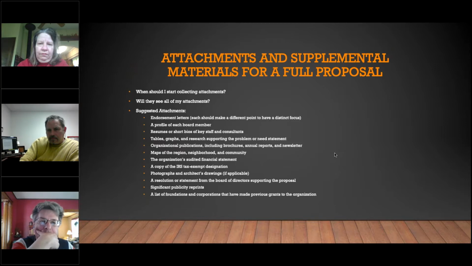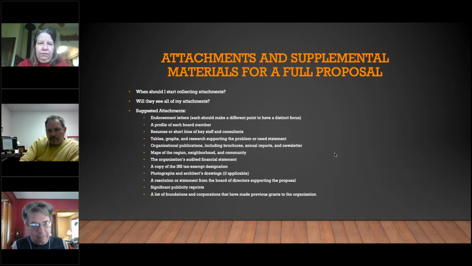These attachments are to support your proposal. It often includes endorsement letters, profiles of board members, resumes of those involved, any tables and graphs or supporting research, any organizational publications, news articles, photographs, architectural drawings. The attachment section can be pretty open-ended unless the grant funder is asking for specific items. But once again, make sure that it's organized and easy to follow, and if there are more than 5 items, please include a table of contents.